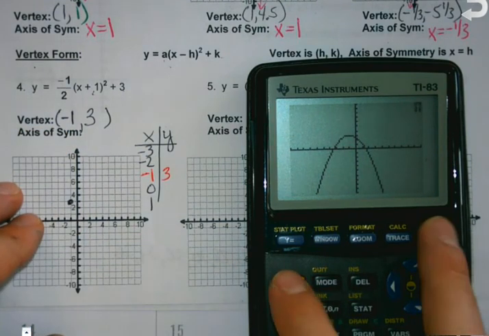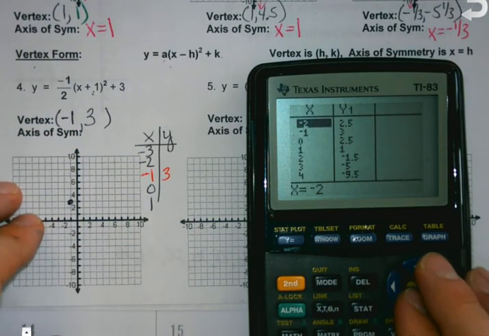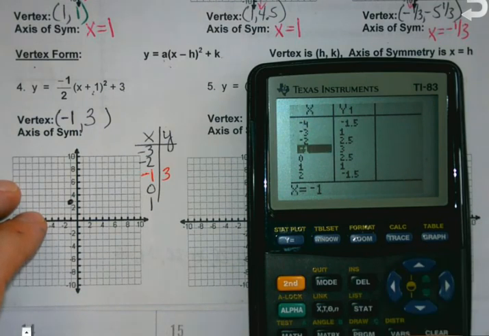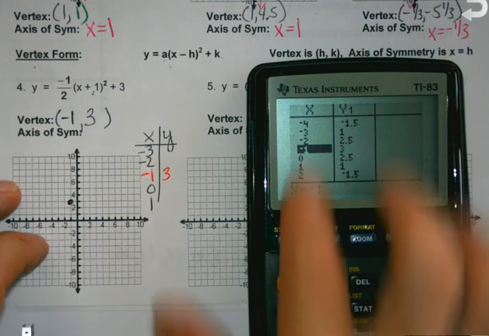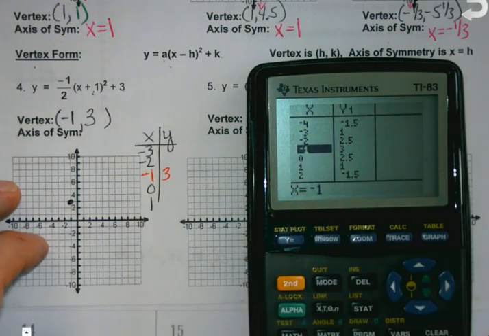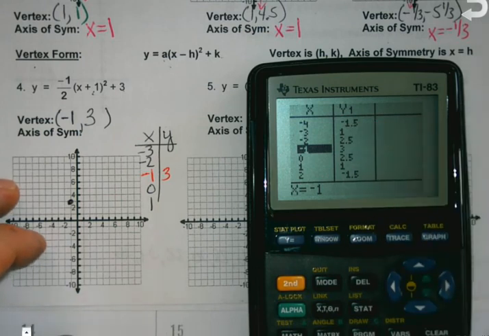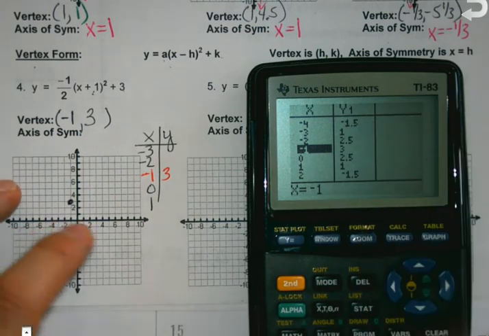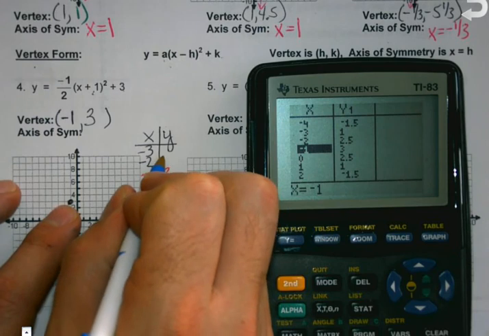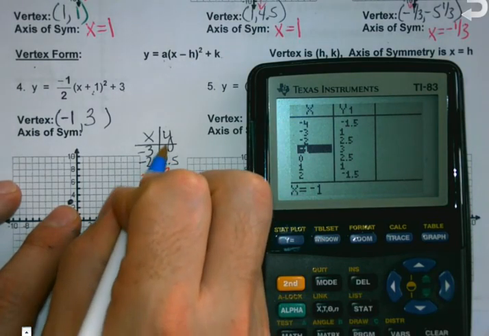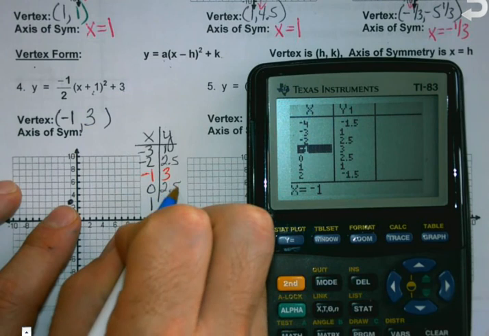So let's look at the table. I want negative 1 in the middle. I press second graph to get this to come up. And it looks good because I see 2.5, 2.5, 1, 1, negative 1.5, negative 1.5. So if I've got this as an option, I'll just go ahead and plug them in that way.